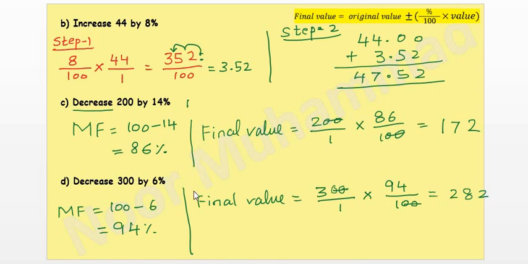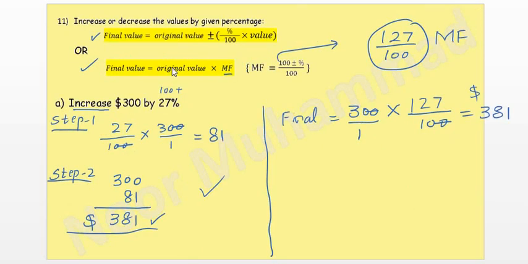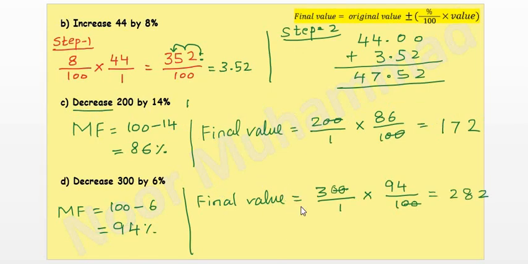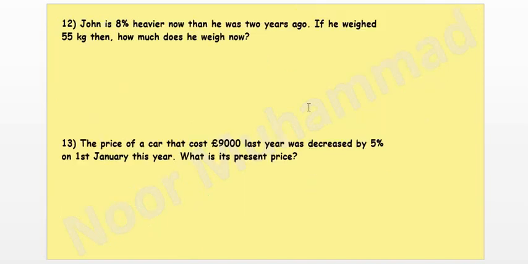So students, here I used both methods. For the first part I used this formula, and for the next two I used the second formula, the one that I showed you here, this one with the multiplication factor, right? So whichever is easy for you, you can solve with that method, but I think this formula is easy to memorize, but this formula is easy to solve. Okay, let's solve some more questions here.